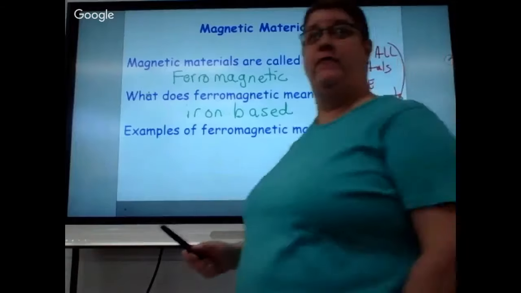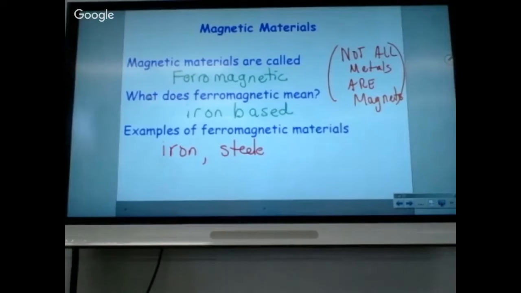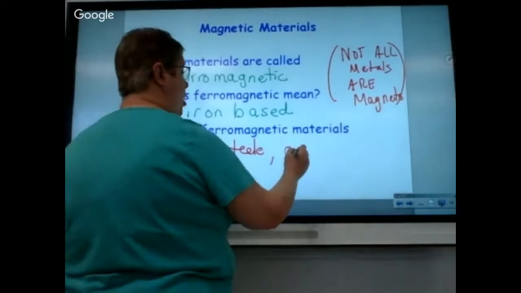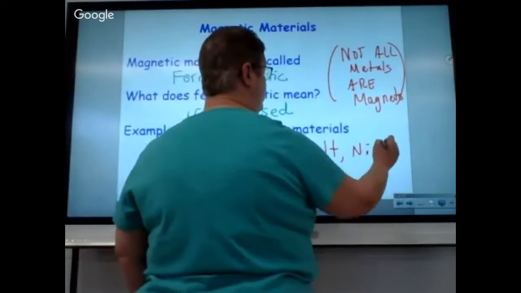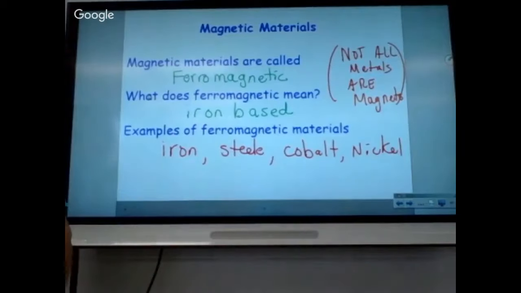All right, there are only 4 that y'all have to know. They are iron, steel. The biggest part of steel is iron. Cobalt, and nickel. Those are the 4 that y'all have to know.